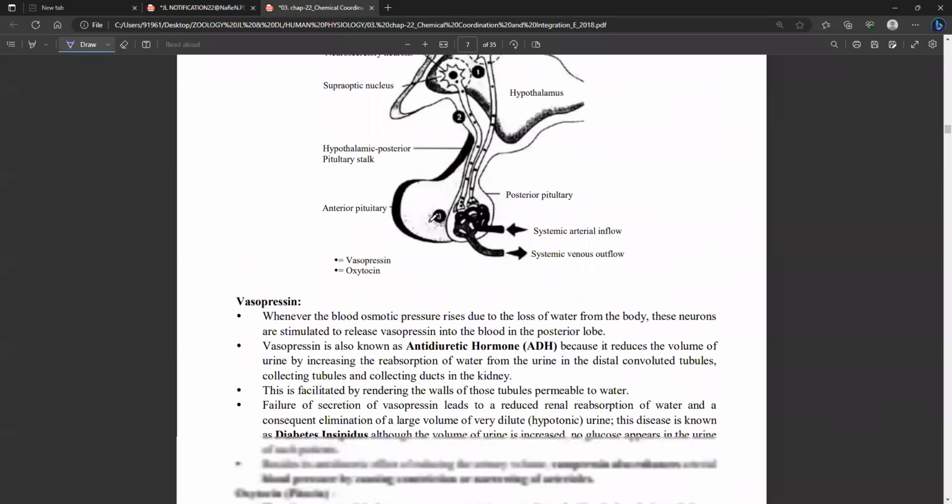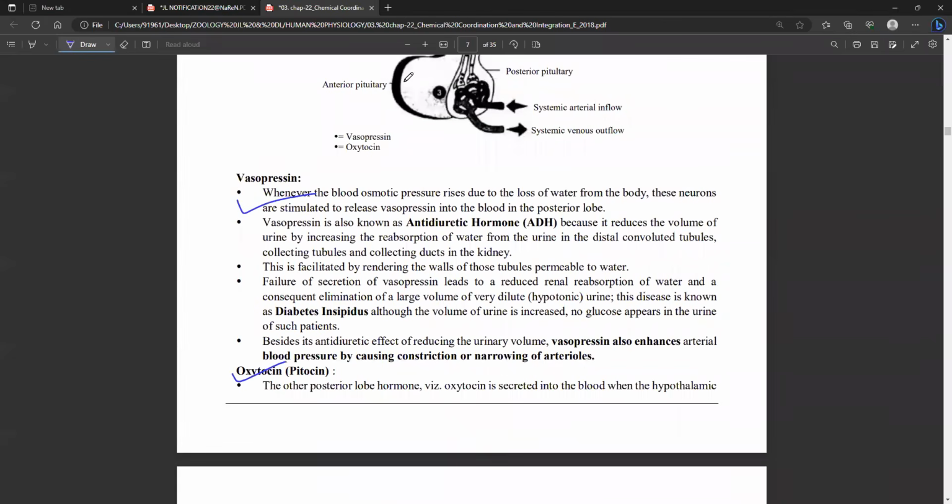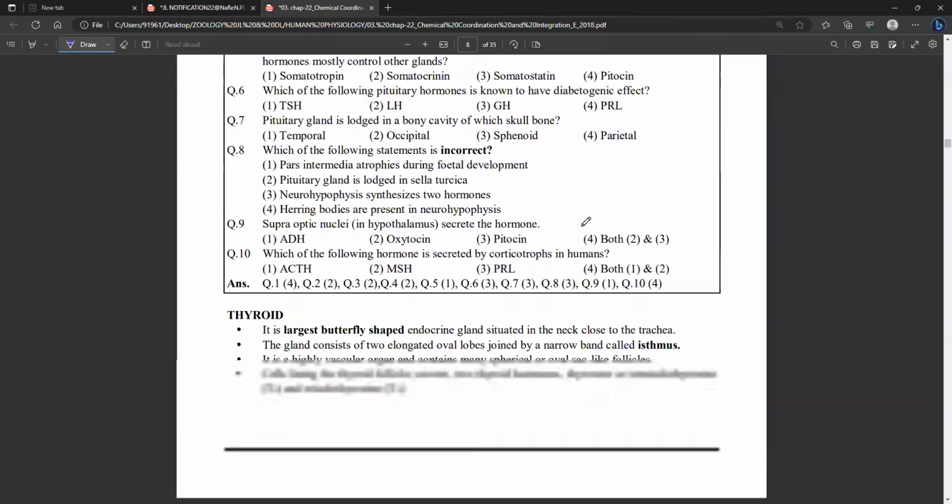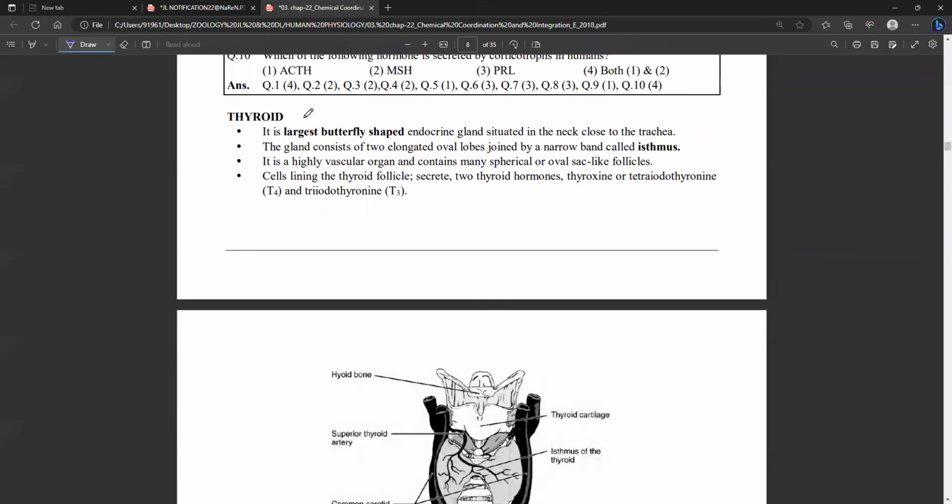So posterior pituitary, there are only two hormones, vasopressin and oxytocin. What you have to remember? Their function, regulation, precursor, followed by the disease related to it. Nothing else to read. So that ends the pituitary gland. After that, start the thyroid gland. So majorly focus on T3 and T4.